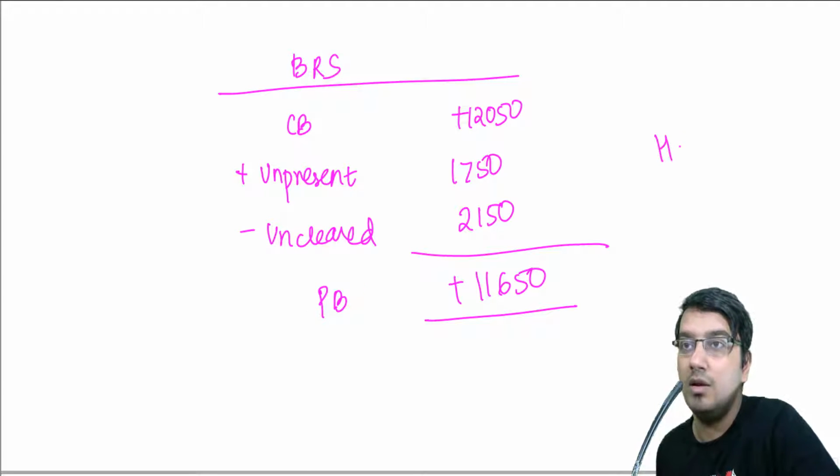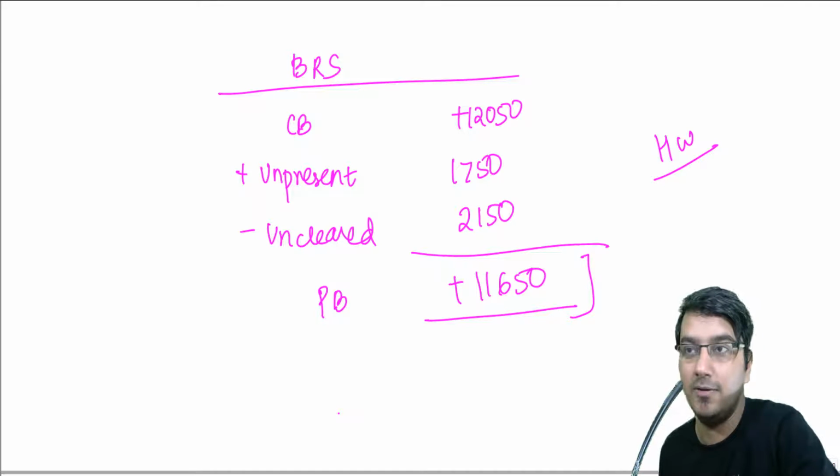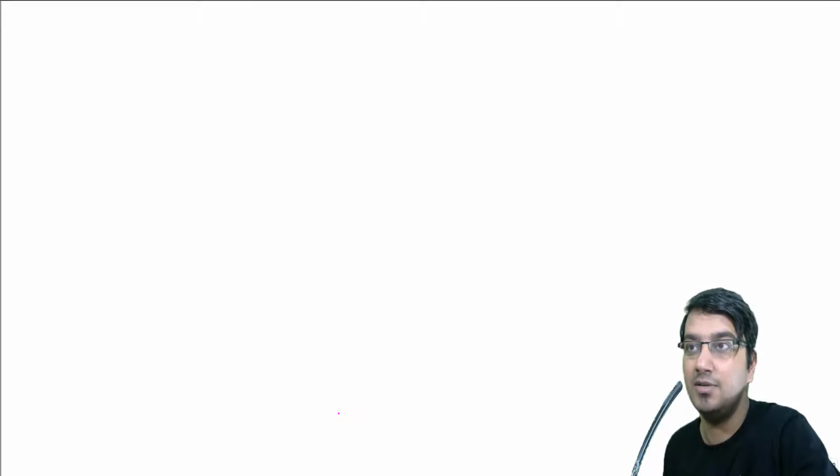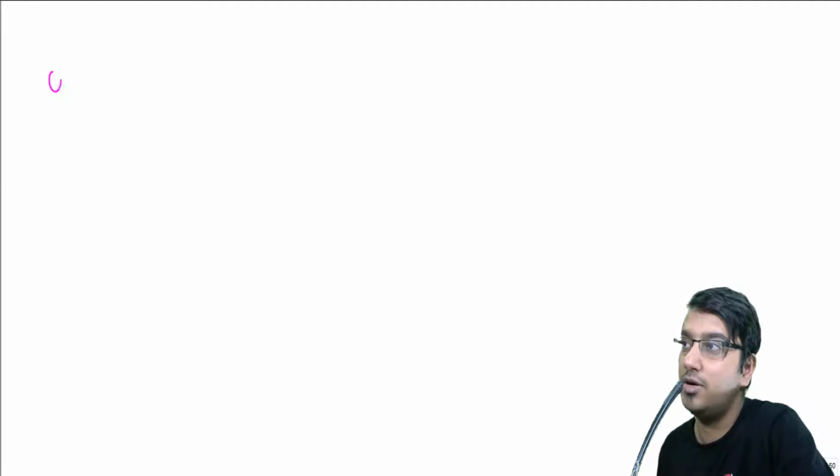Now your homework will be you just solve this through the old method and check if the same balance is coming. But practically this is the correct method, because whenever there is any error, we'll just amend our cash book. We won't wait for the reconciliation. Next question, question number 28.